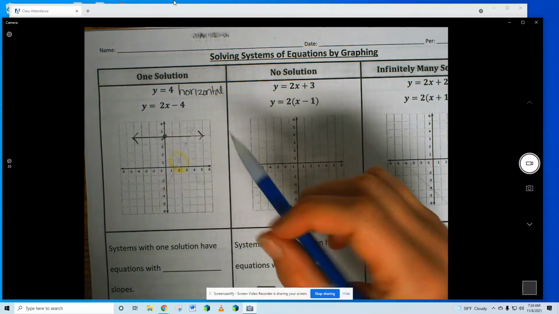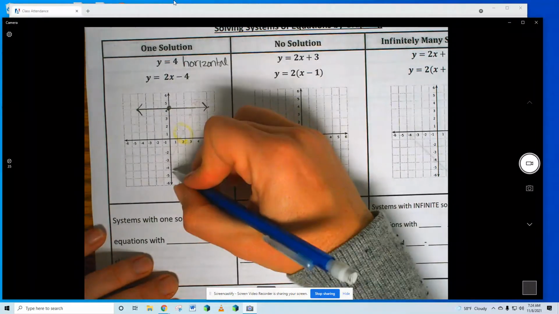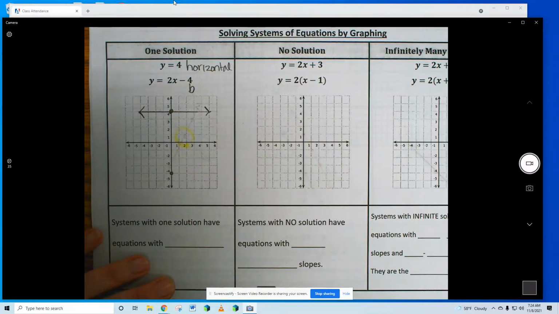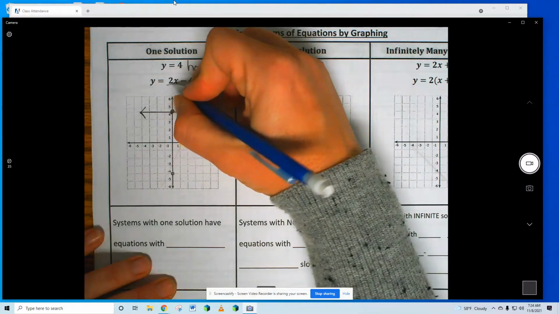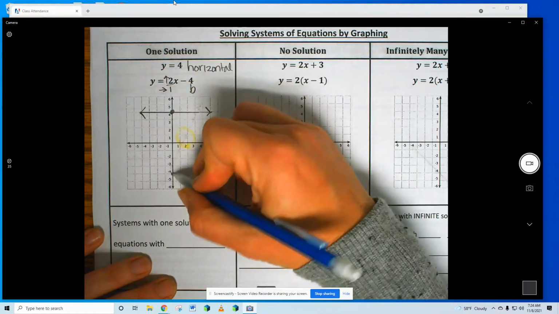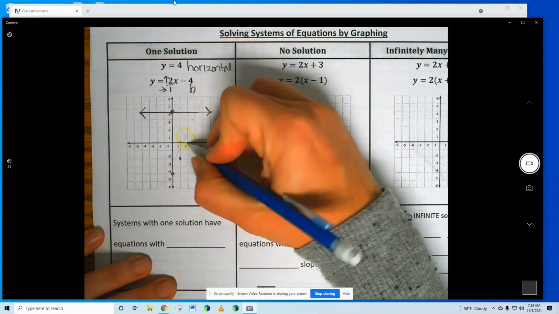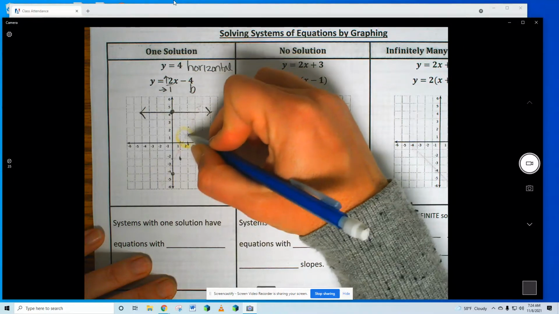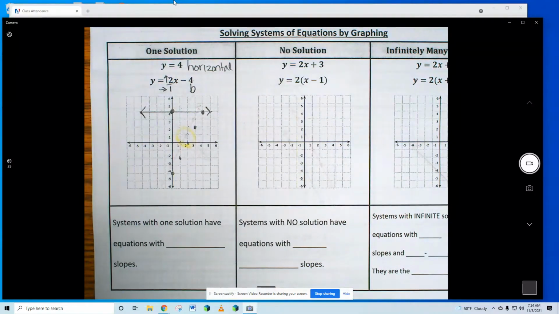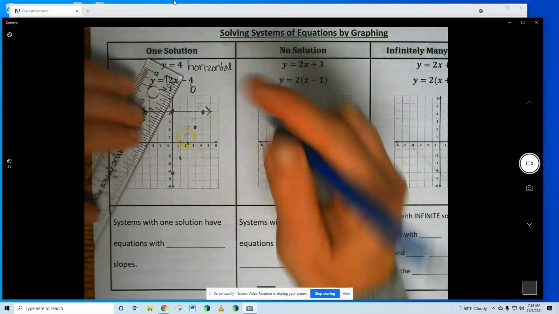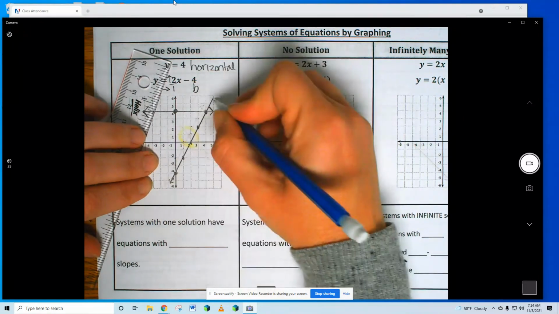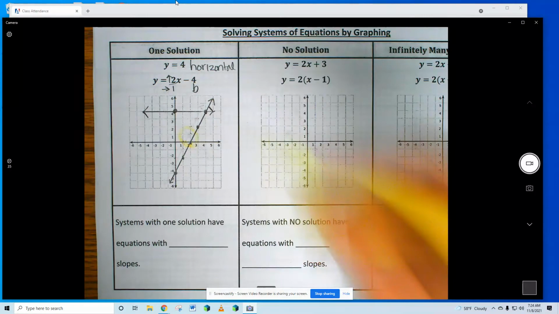Y equals 2x minus 4. Okay. Begin at negative 4. That's my y-intercept. Rise 2, run 1. Up 2, right 1. I need to go until I hit this other line, you guys. There. I have to keep making my dots until my lines hit, because otherwise, I won't know what the solution is. There's my solution.